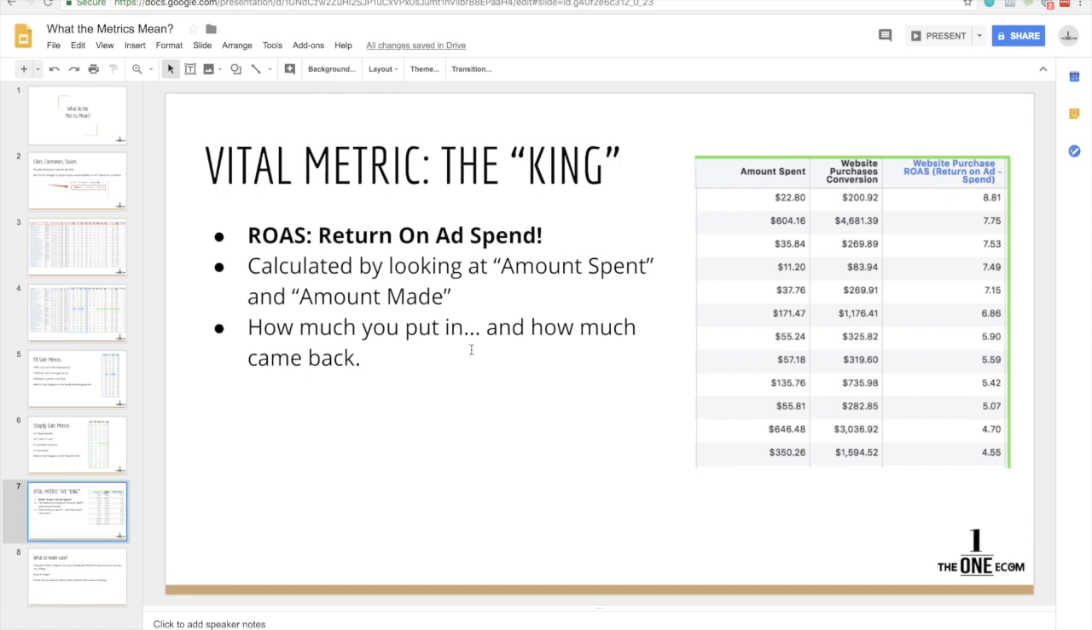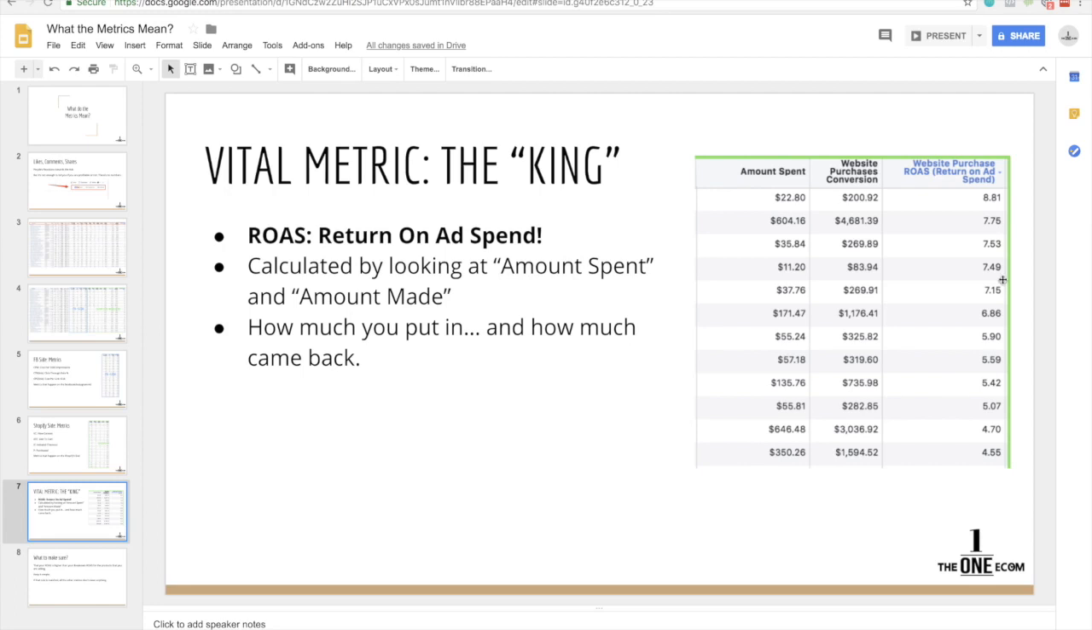The only thing that really matters is the ROAS. Okay, the return on ad spend. It's calculated by looking at the amount spent versus the amount you made. So how much you put in and how much came back, right? As you can see here, 22 spent, 200 made, 600 spent, 4,681 made, right?